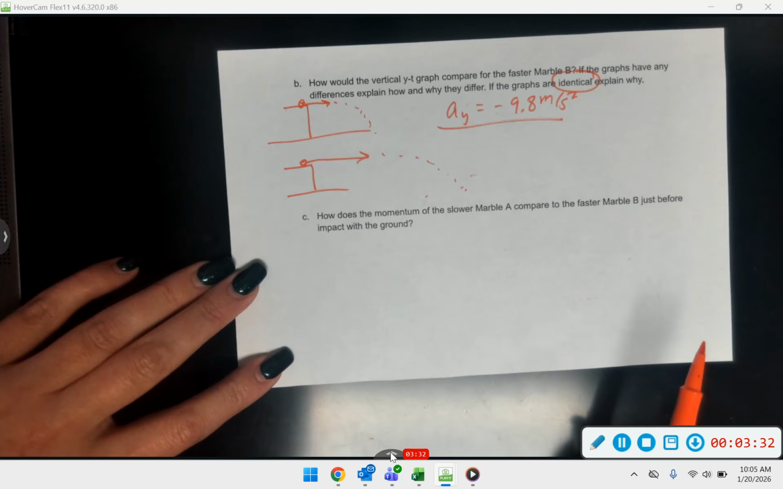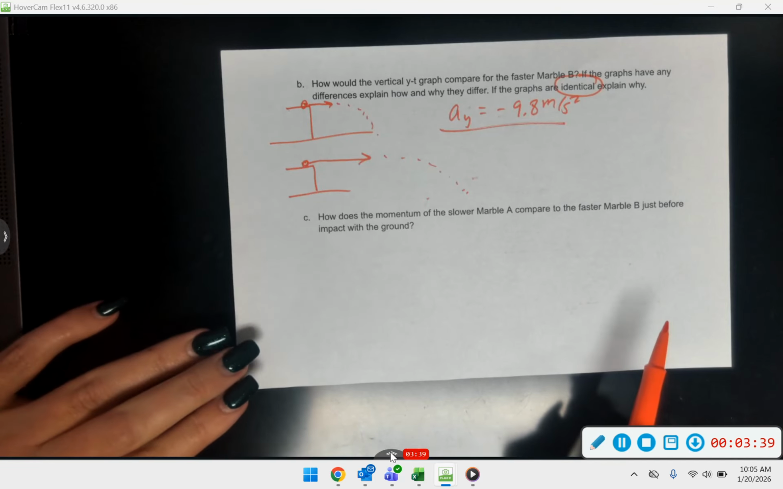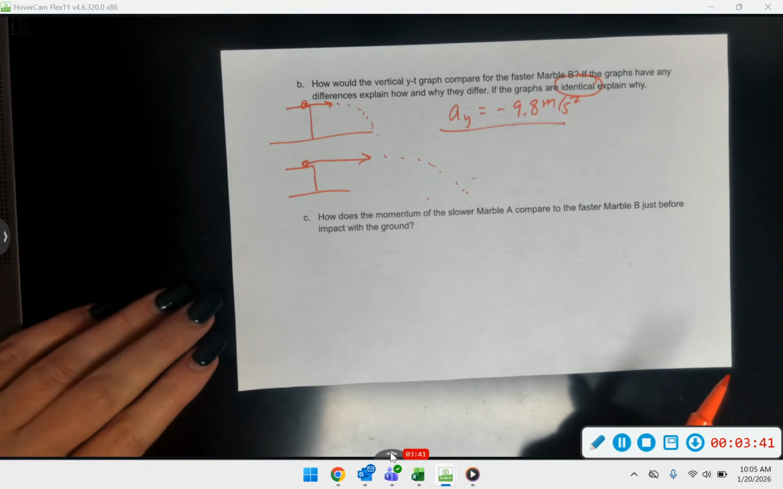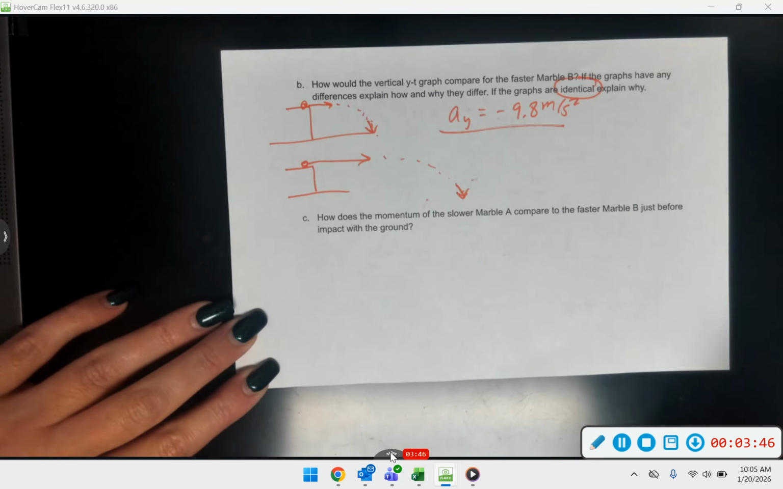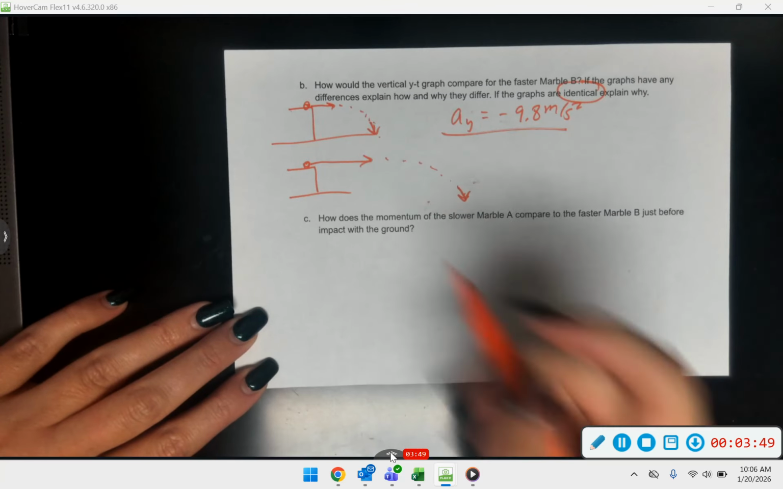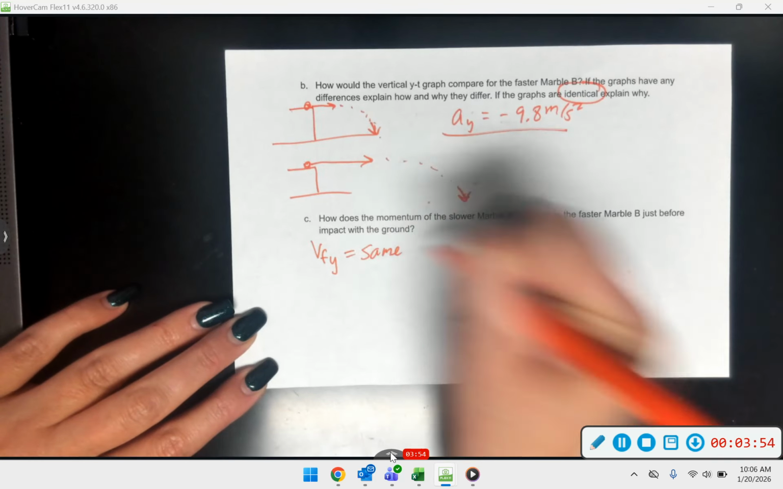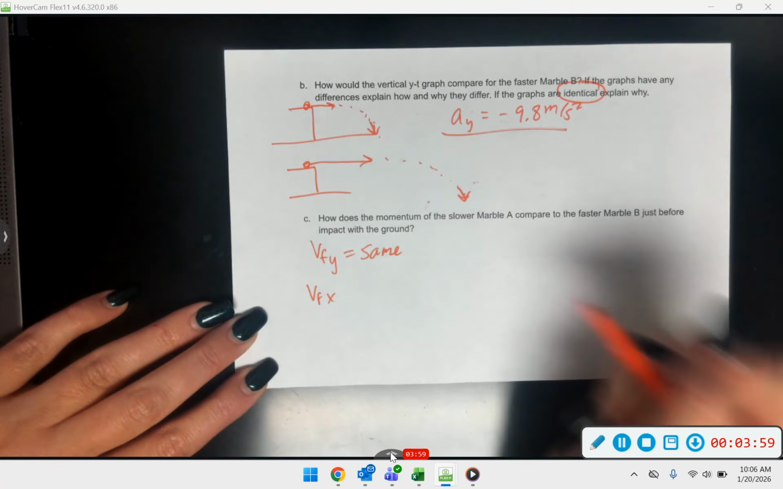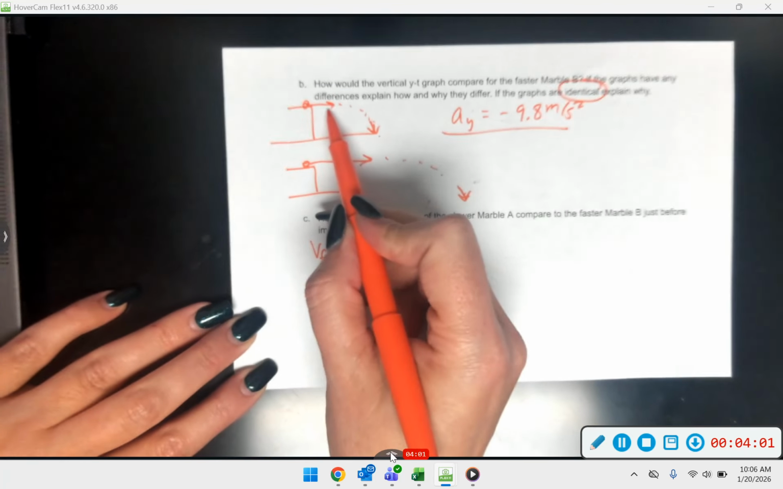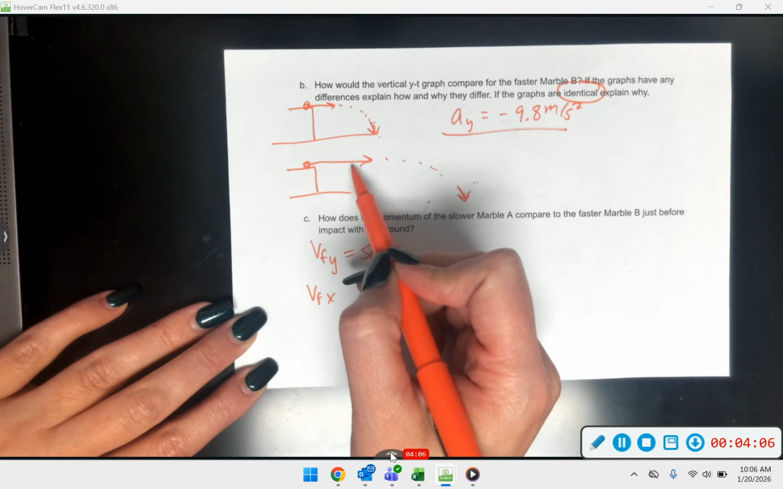Part C, how does the momentum of the slower marble A compare to the faster marble B just before impact with the ground? Again, these marbles have the same mass, but when they hit the ground, their velocities are different. Now, their vertical velocities are the same. So VF in the vertical direction is the same because they're both accelerating at the same rate. But VF in the X direction is obviously different because this one had a smaller Vx velocity to begin with. This one had a faster one to begin with.